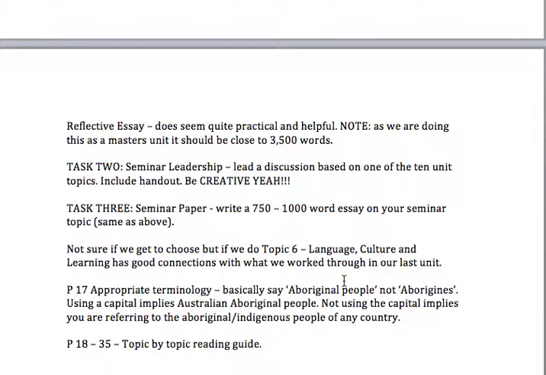Topic 10 is very kind of generic, what is good teaching. So that's kind of cool as well. But yeah, I was thinking, because I don't feel like I have much experience in this unit, whereas I've already done a bit of thinking for that language and culture stuff.